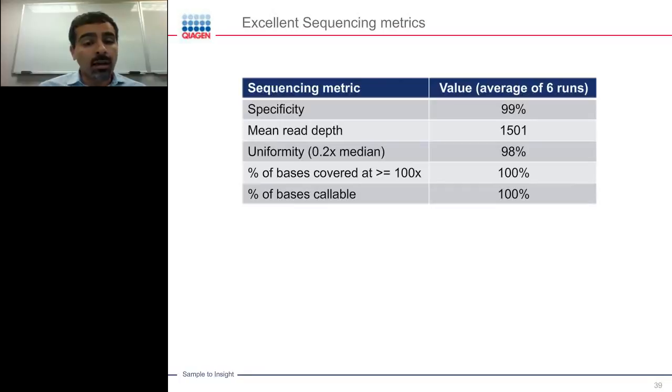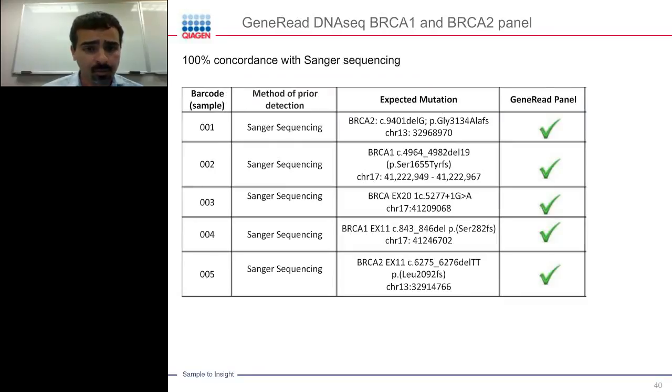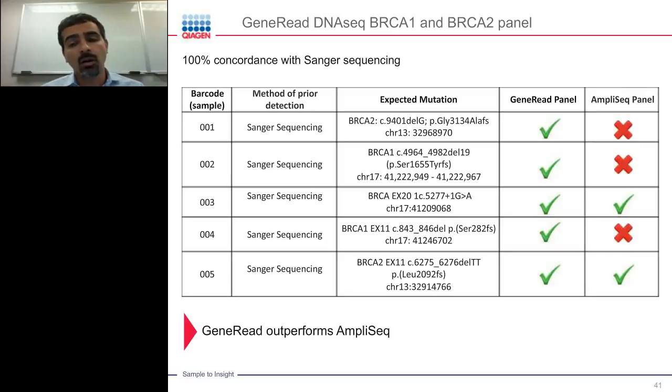Looking at the sequencing metrics, we were seeing the same exact sequencing metrics that we see internally. We see a very high degree of specificity and uniformity, and every single base in BRCA1 and BRCA2 was called in these samples. When we look at the different mutations that were detected, there are certain mutations that were previously detected by Sanger sequencing. We were able to call every single one of these mutations that have been described by Sanger sequencing in these samples.